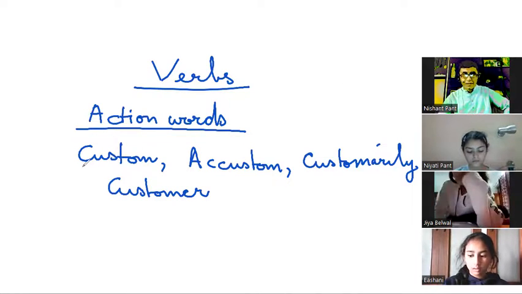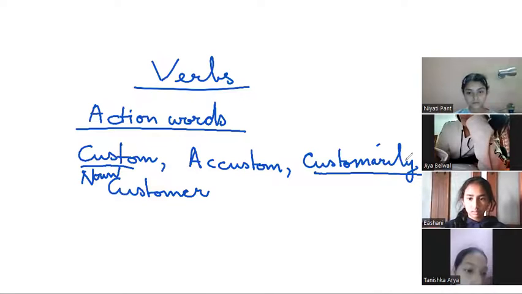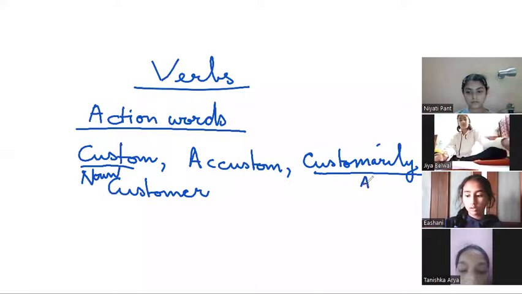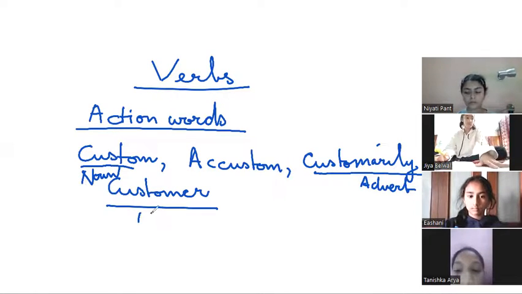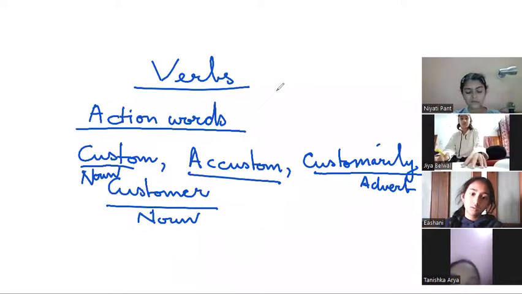Okay, so here, see, custom, this word is a noun. It is our custom that we put tika after our prayers, right? So it's a custom, it's a tradition. Customarily, in a particular way, words ending in ly are usually adverbs, right? So this is an adverb. Customer again is a noun, right? Accustom means you get used to something. So accustom is a verb.